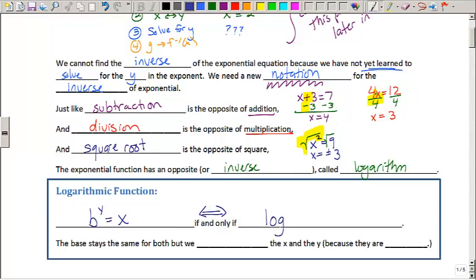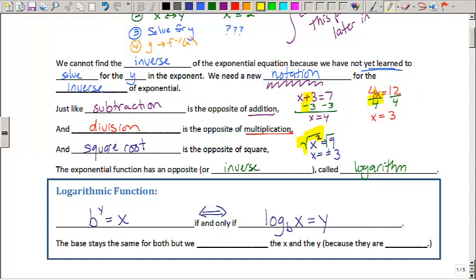Log, L-O-G, short for logarithm, base b of x equals y. The exponential equation, written b to the y equals x, and the logarithmic equation, log base b of x equals y, are equivalent. If you have one, then the other must be true. If you have the second, then the first must be true.